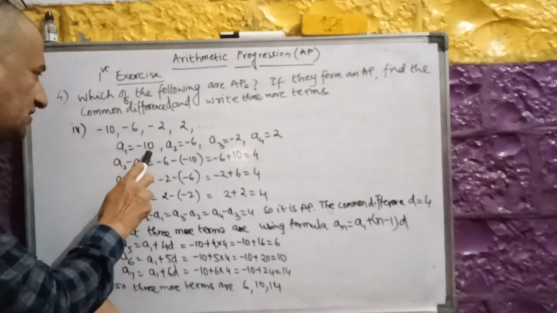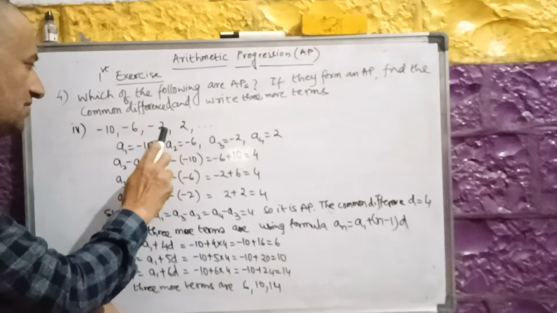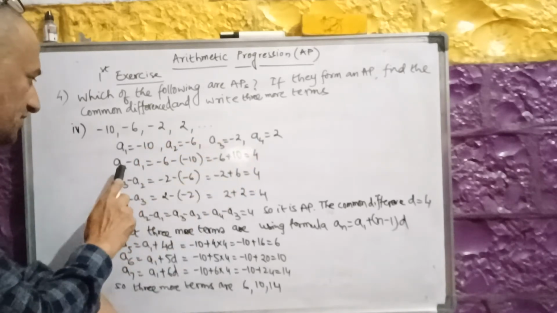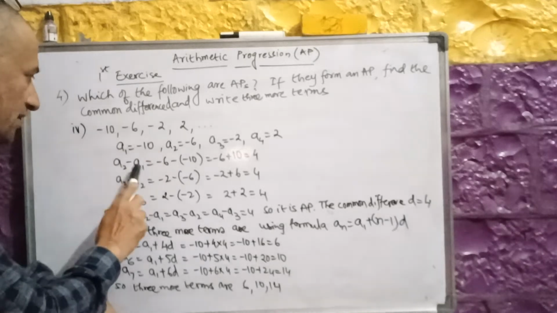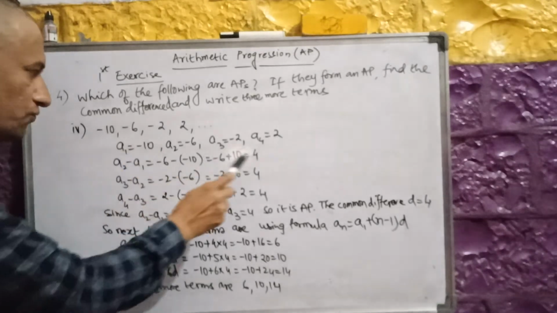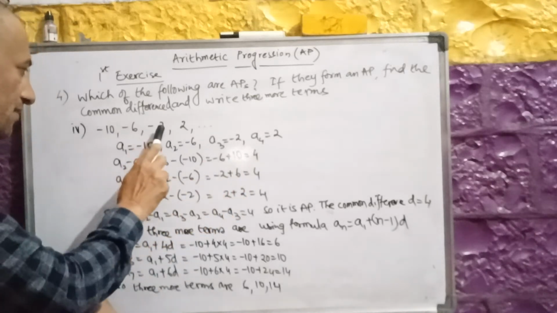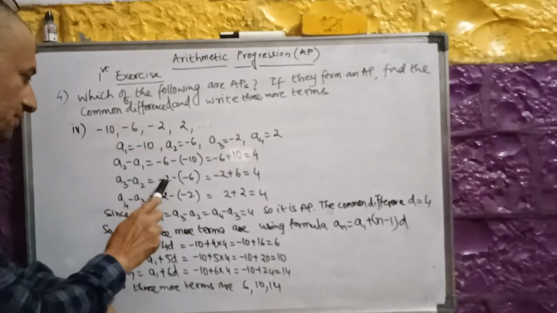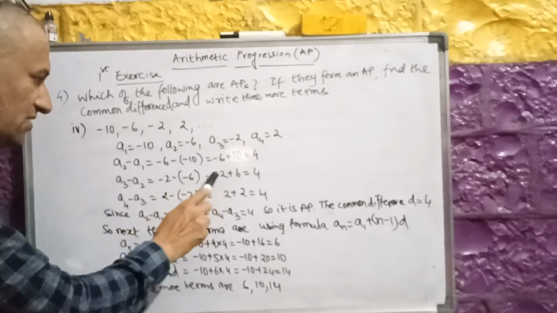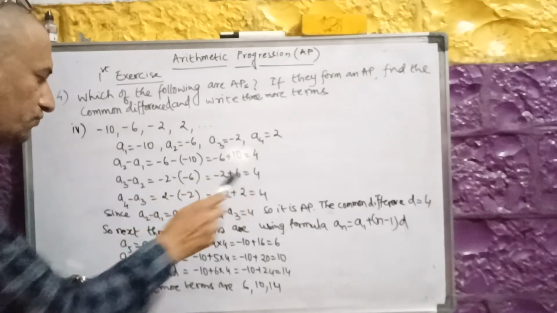So first term is minus 10, second term is minus 6, third term is minus 2, fourth term is 2. If you find the difference of two consecutive terms, a2 minus a1 is equal to minus 6 minus of minus 10, which is equal to 4. a3 minus a2, that is minus 2 minus of minus 6, so minus 2 plus 6 is equal to 4.